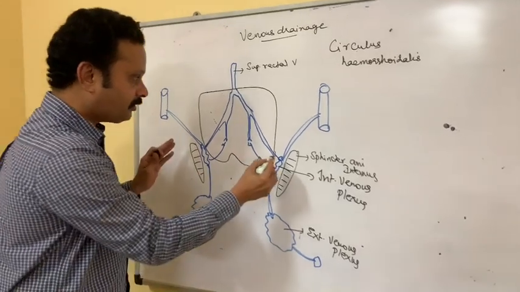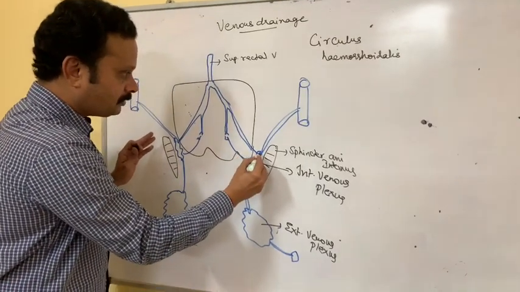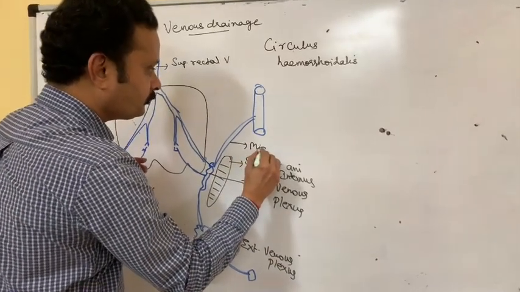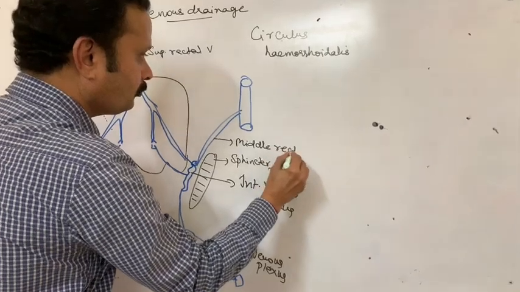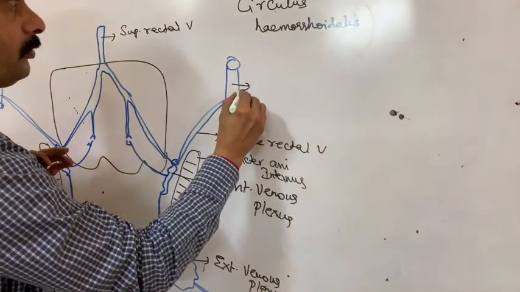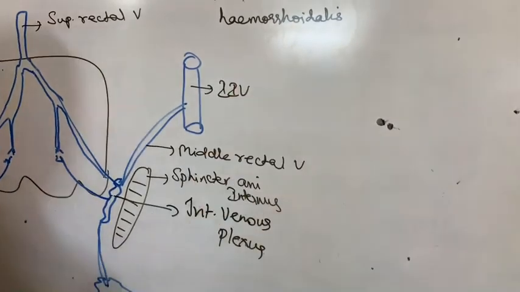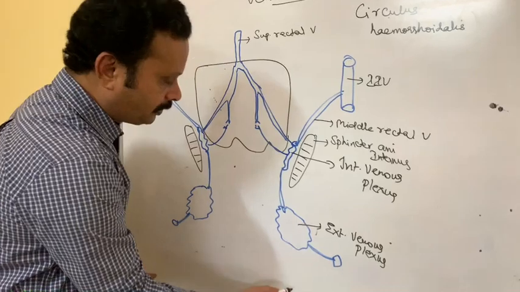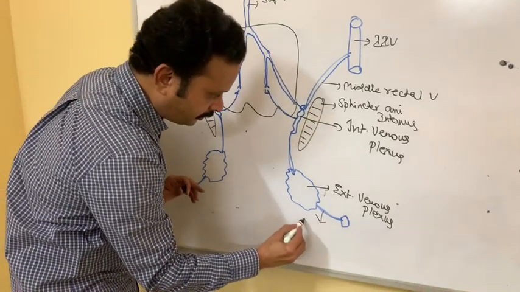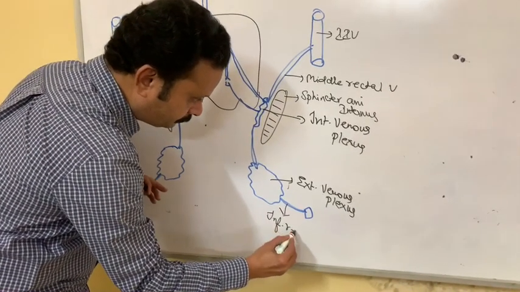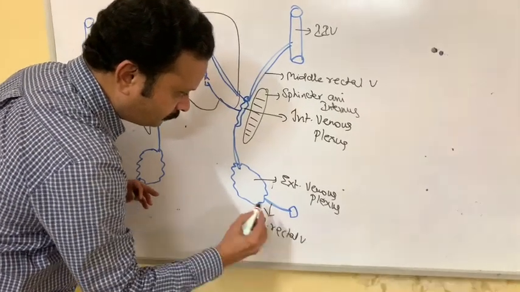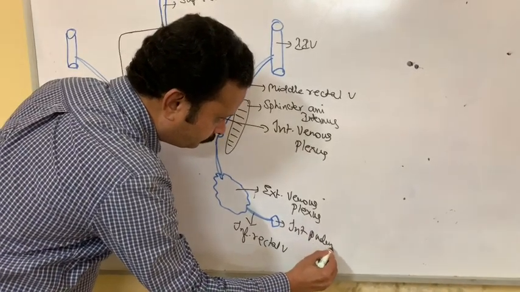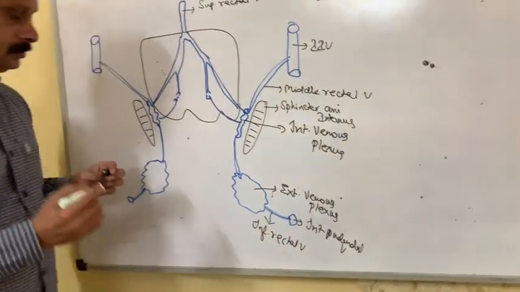Similarly, from the upper part of this plexus, by the middle rectal vein, venous blood is drained into the internal iliac vein on either side. Similarly, in the lower part, the inferior rectal vein drains into the internal pudendal vein. Clear?